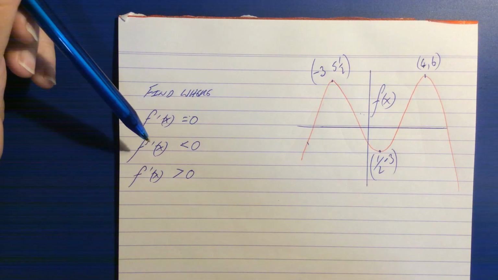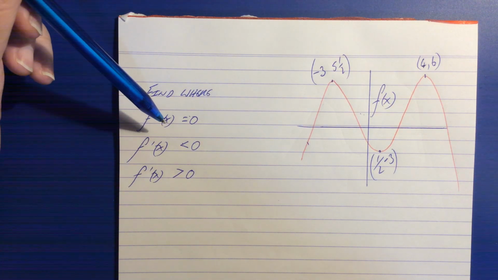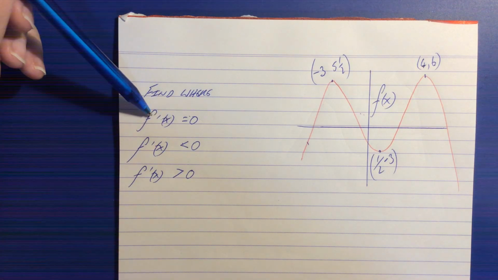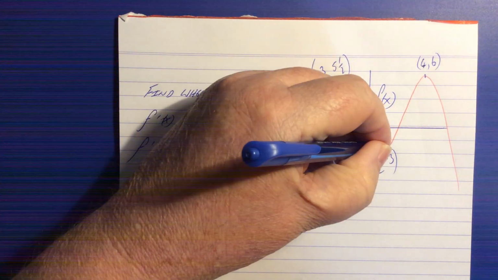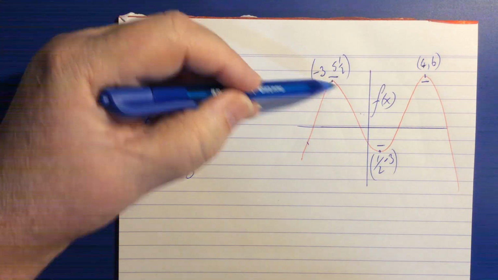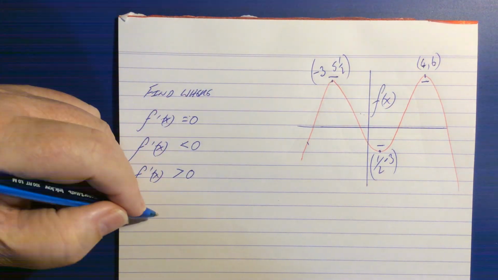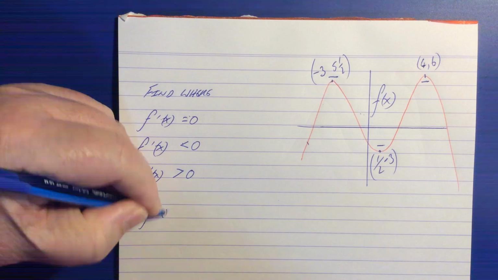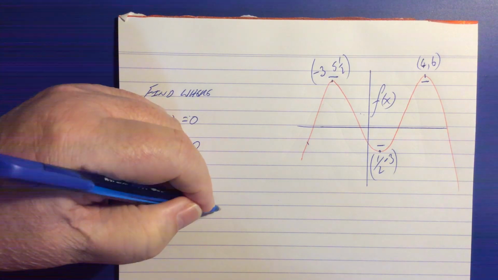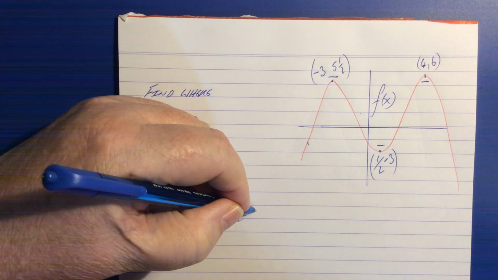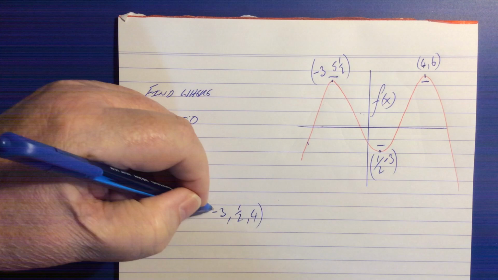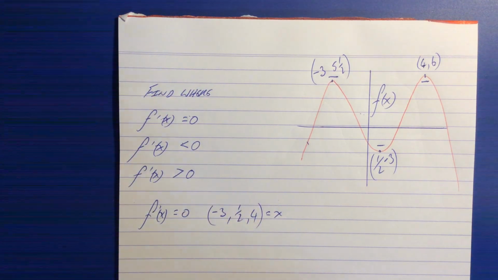Right. So, if we are looking for where the derived function of x is equal to 0, we're looking for where the gradient on this thing is equal to 0. And that is here, here, and here. The turning points. So, we can say that the derived function of x is equal to 0 at -3, 1/2, and at 4. And that's what x must equal.